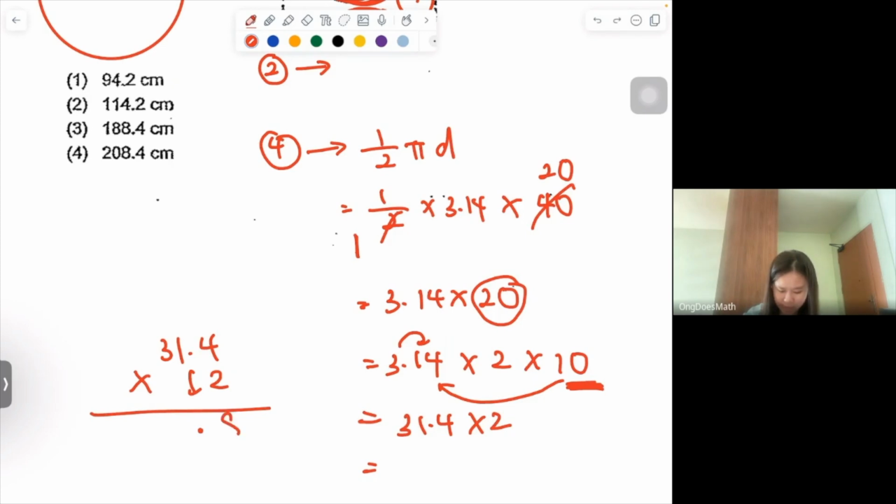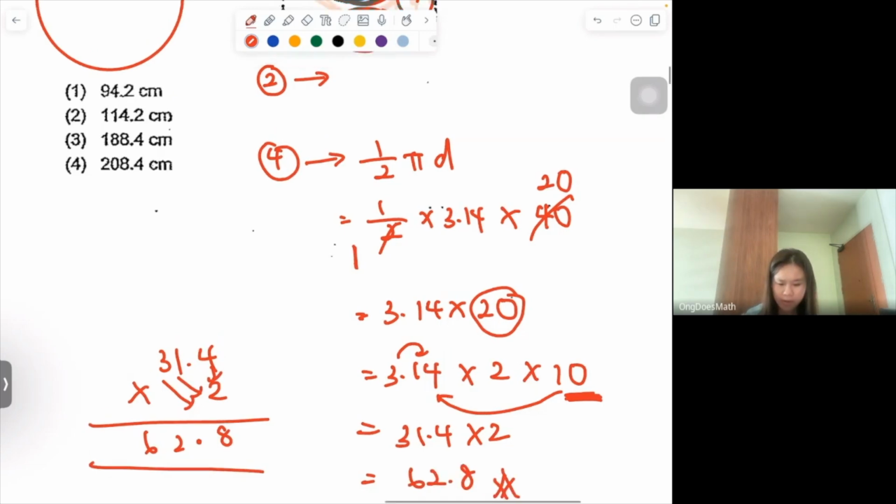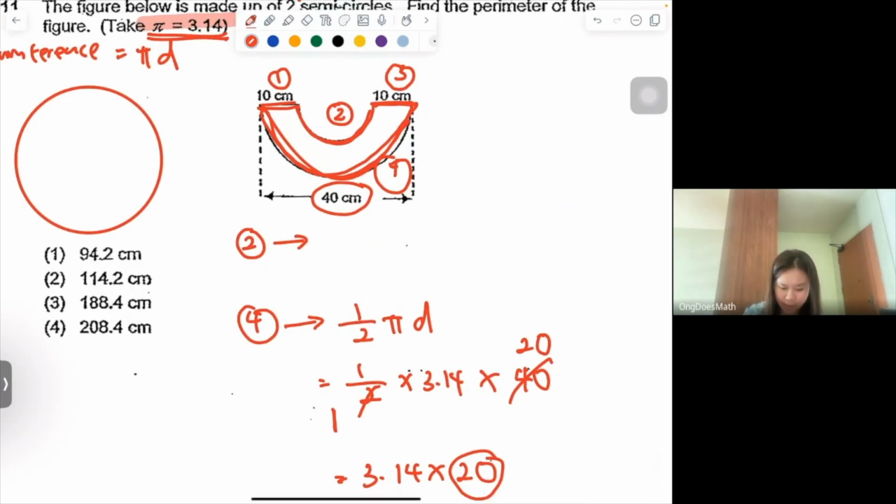So here will be 8. 4 times 2 is 8. 1 times 2 is 2. 3 times 2 is 6. So you get 62.8. Now you have to find out what the other side is.